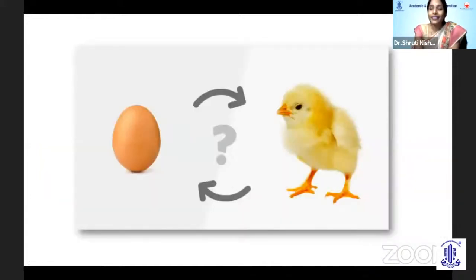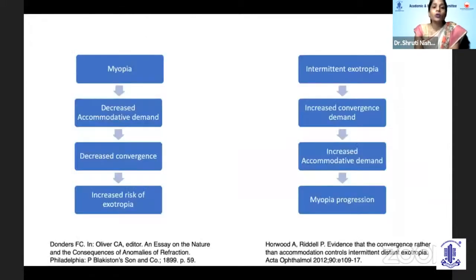Now again, why do intermittent XT and myopia go together? Because it's a classic case of chicken or the egg, which came first. Now, the traditional teaching is that the myopia leads to the exotropia. How? It increases the accommodative demand, which decreases the convergence, thereby increasing exotropia. The newer hypothesis is that the intermittent XT increases the convergence, thereby increasing the accommodative demand and thereby leading to progression of myopia.